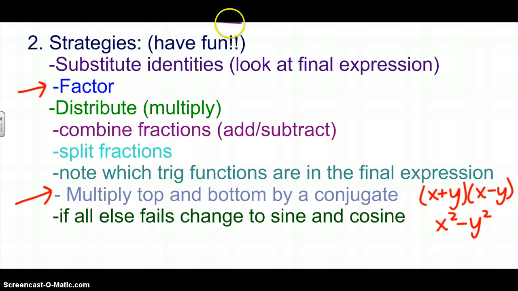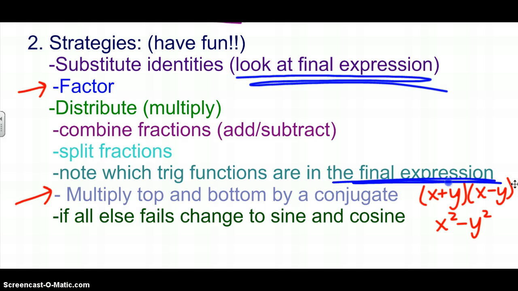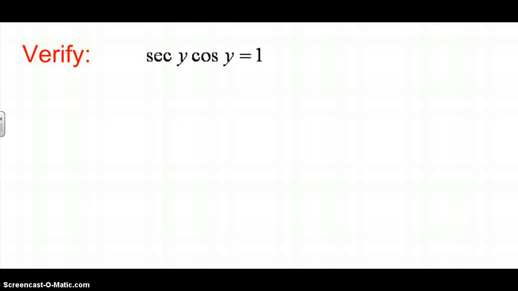Good strategy overall, in addition to having fun, of course, is to look at your final expression. Like I said, we're going to give you the answer. You're going to know what you're working toward, so do what you can to substitute in order to find that answer. Alright, so verify secant y times cosine of y is equal to 1.